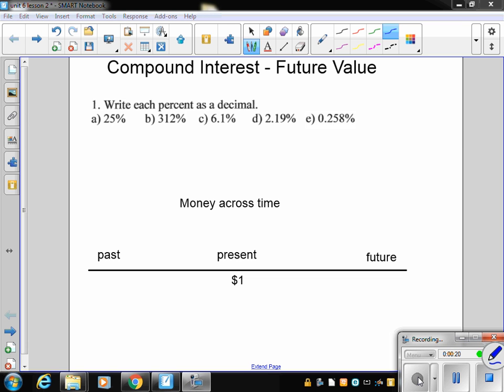So the first review thing that we're going to do is just recall how I would write 25% as a decimal. So we've got to just be really careful with this. I know you know how to do it, but if you had 25%, it means 25 over 100. So whenever you get your percent, you can just do a quick division if you would like, and you would get decimal 0.25.